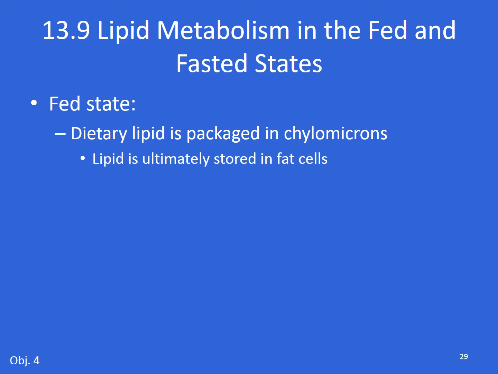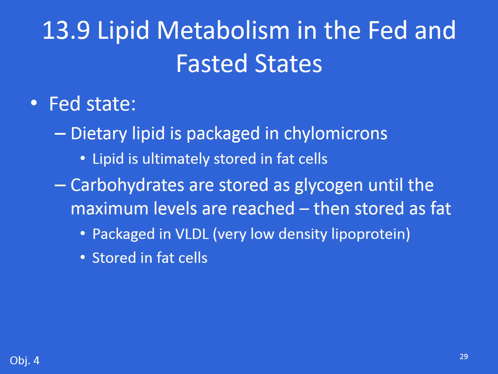So in the fed state, when you've eaten, dietary lipids that you eat are packaged in chylomicrons, as we know, and eventually make it to fat cells. Whereas carbohydrates are stored as glycogen in the liver and the muscle until the maximum glycogen concentration is reached. And then they're converted to fat. Once again, we're not talking about making endogenous lipids, but just know that they do get converted to fat. And they're packaged in something called VLDL, very low density lipoprotein. That's also stored in fat cells. So if you've eaten, lipids get stored as chylomicrons, and carbohydrates get stored as glycogen until you've got enough glycogen and then stored as fat.